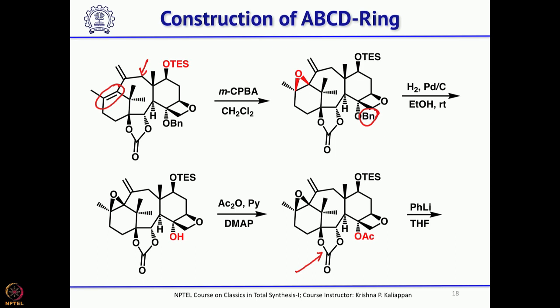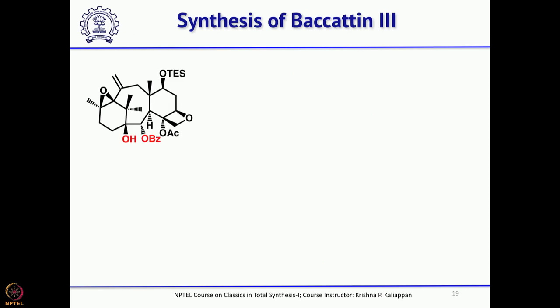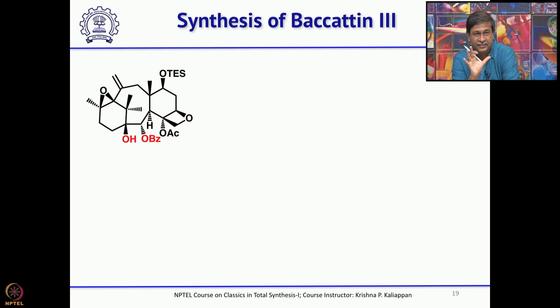in the B ring this is O-benzoate. Okay, to get the O-benzoate, if you treat with phenyl lithium, it opens regioselectively and you get the O-benzoate here, and at the bridgehead you have a hydroxyl group. So this is well established by others, so straight away you get this compound. Now if you look at this, it has almost all the functional groups, except in the B ring you need a ketone and acetate, and also this epoxide which was originally protected is not required.